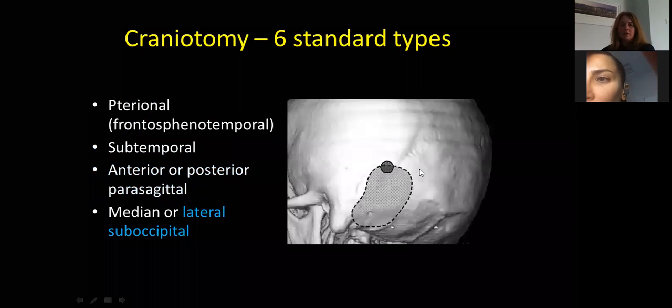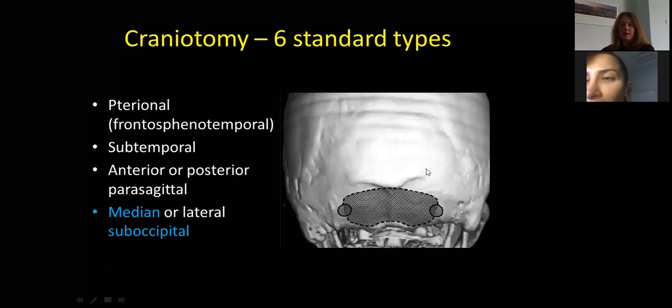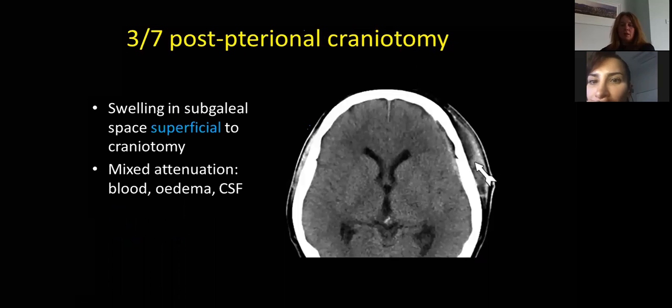And you can also have a suboccipital. So again, this is the occipital protuberance. This is the sort of mastoid tip, volume rendered. This is the back of the head. So this is a lateral suboccipital craniotomy. And if we go slightly more medial, again, this is the back view. So here's the lambdoid suture, external occipital protuberance here. So this is the median suboccipital craniotomy. This is what we see a lot after somebody's had surgery.